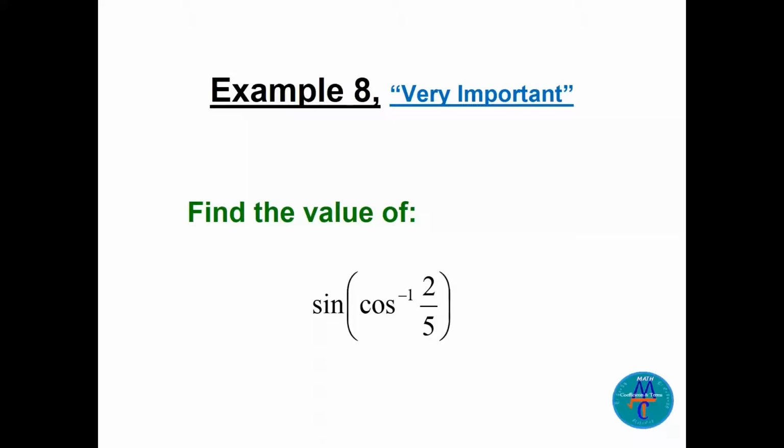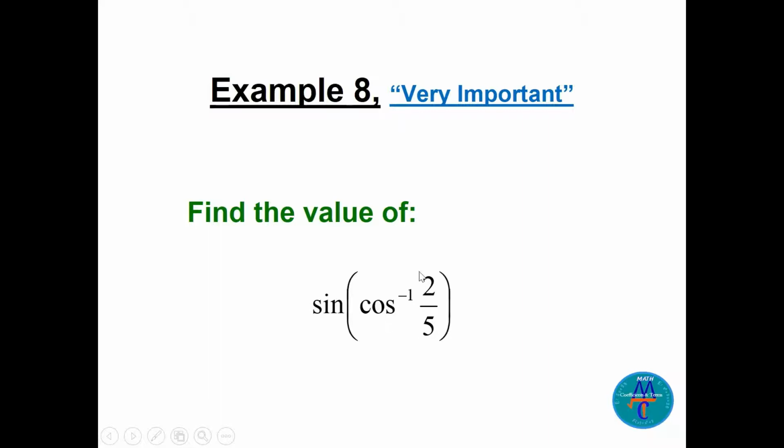Now, example number 8, find the value of sine cosine inverse 2 over 5. This is a very important question because this angle is not special here, but that's an angle inside the bracket, cosine inverse 2 over 5, that's an angle. So what is the meaning of this question? We need to find sine of this angle.